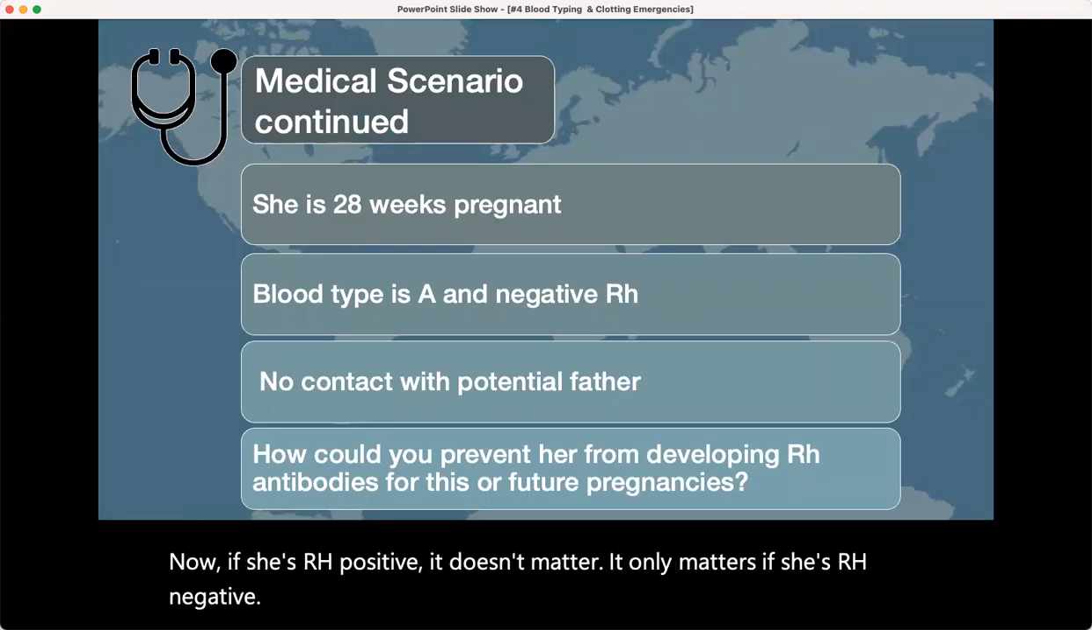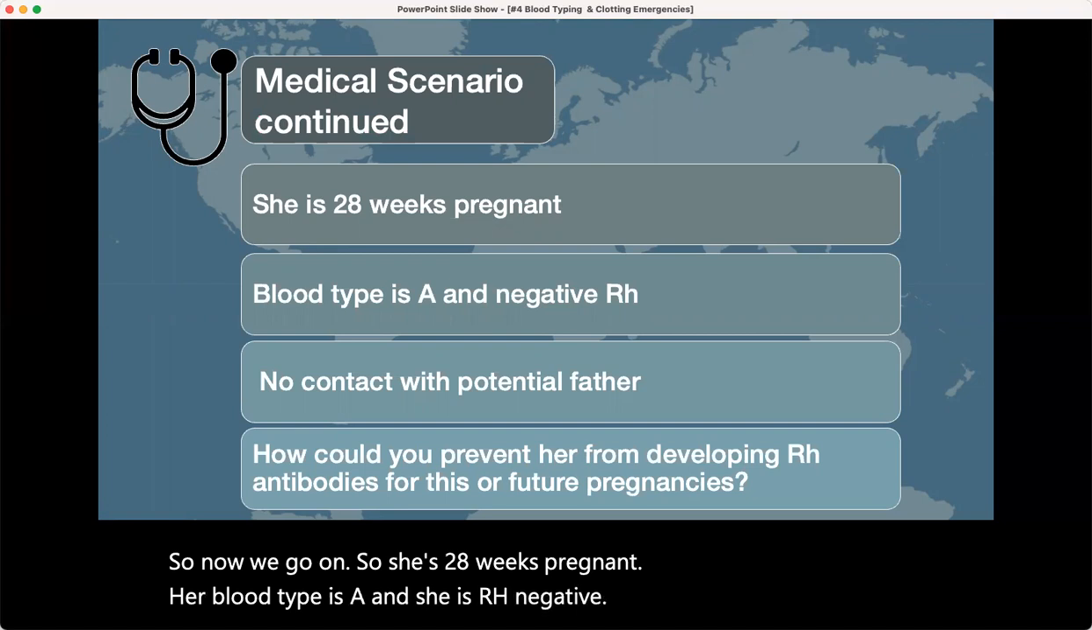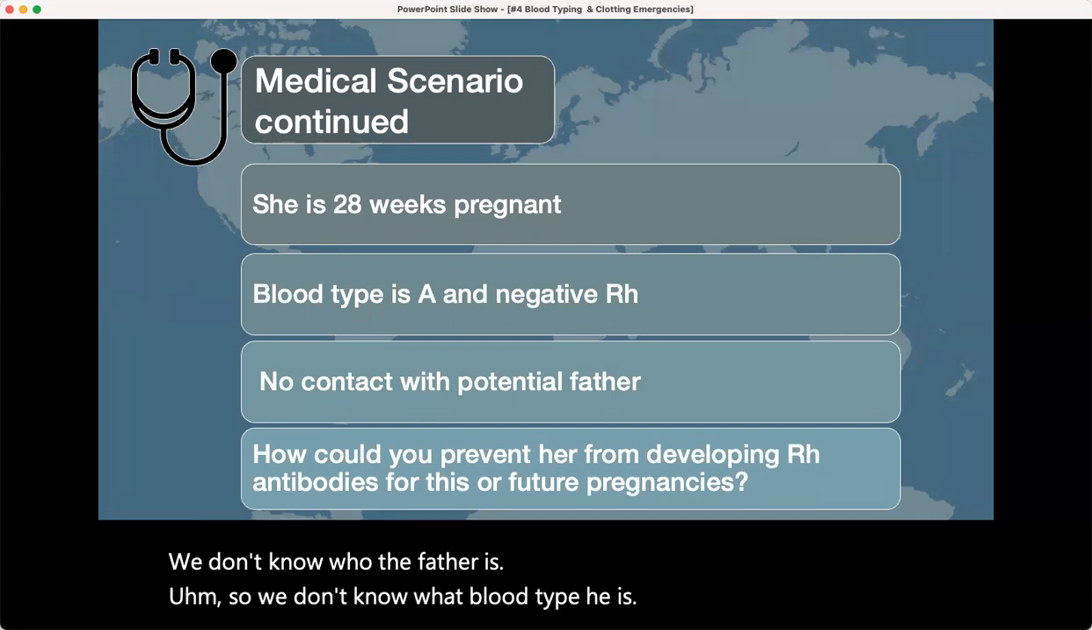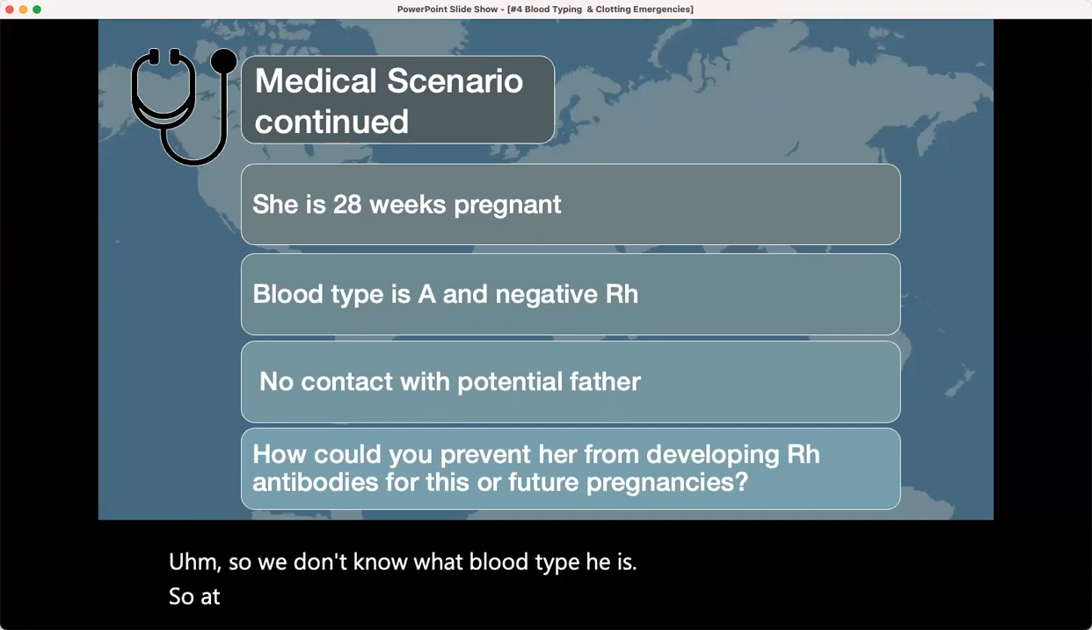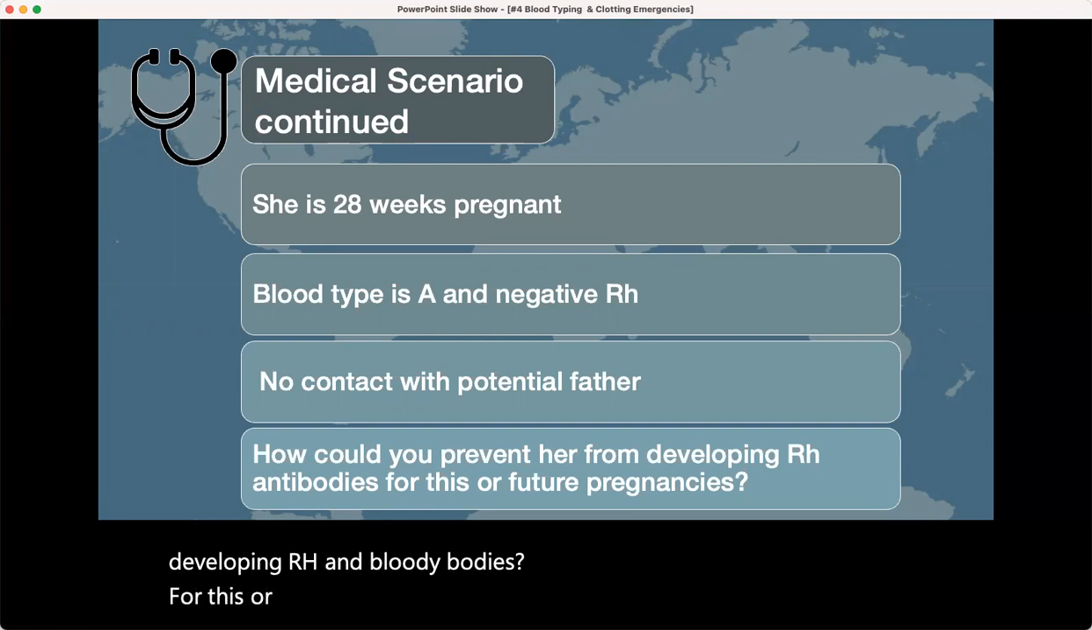So now we go on. So she's 28 weeks pregnant. Her blood type is A, and she is Rh negative. We don't know who the father is, so we don't know what blood type he is. So at this point in her pregnancy, how could you prevent her from developing Rh antibodies for this or future pregnancies?